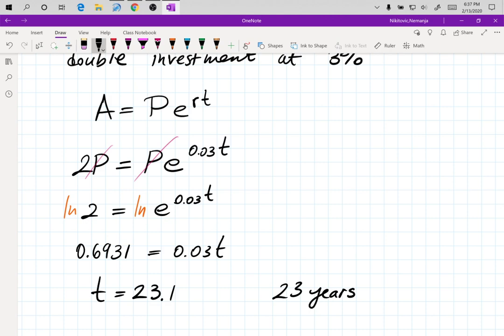Let's take a short break. When we come back, hyperbolic functions.